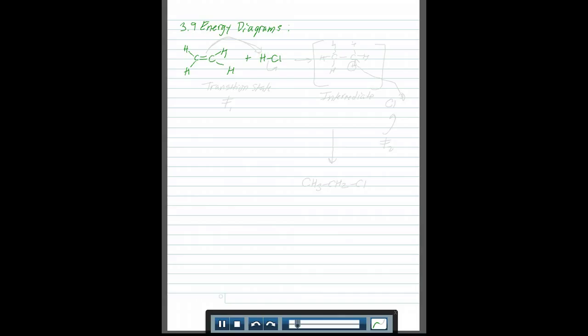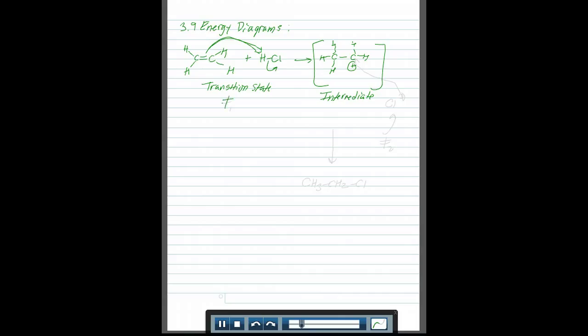So let's take this reaction that we learned in 3.8 again, where the double bond grabs a hydrogen and kicks out your chlorine to form the carbocation intermediate. Like I said, it's called an intermediate. This process of this arrow attacking the hydrogen is called the transition state. Why is it a transition state? It's because it's the state at which you're transitioning from your starting materials to your intermediate.